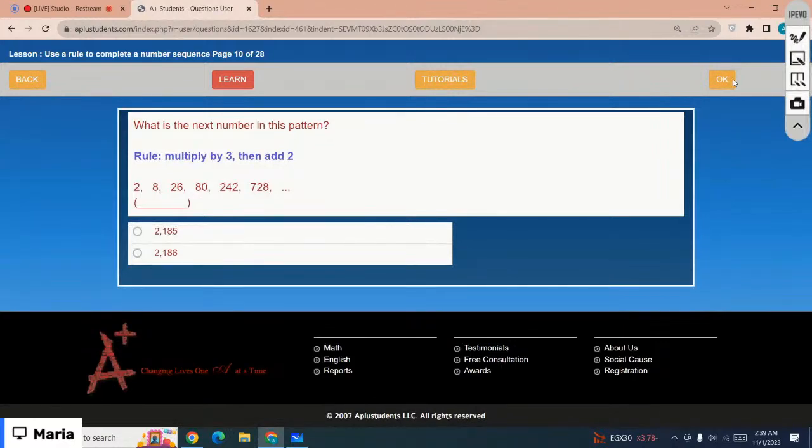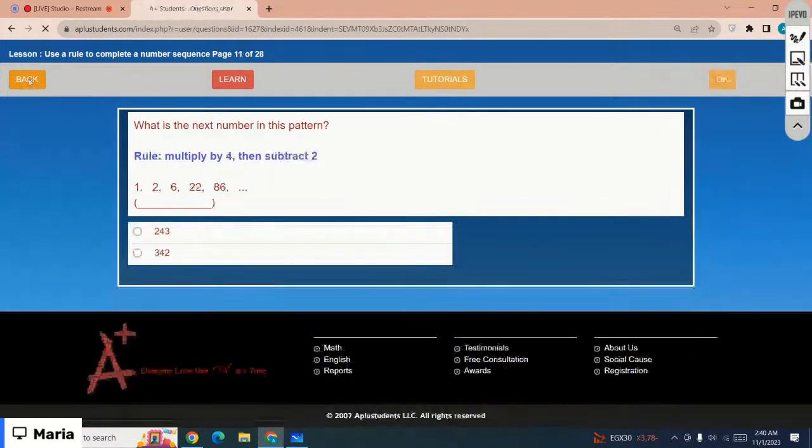The next number is, what is the next number in the pattern? The pattern is 2, 8, 26, 82, 242 and 728. So which is the next one? You have to multiply by 3 and you have to add 2. Which is the correct option? The correct option is you have to do 728 times 3 and then you need to add 2. So which is the correct option? The next one is 2,186. Option number 2 is the correct option, right?